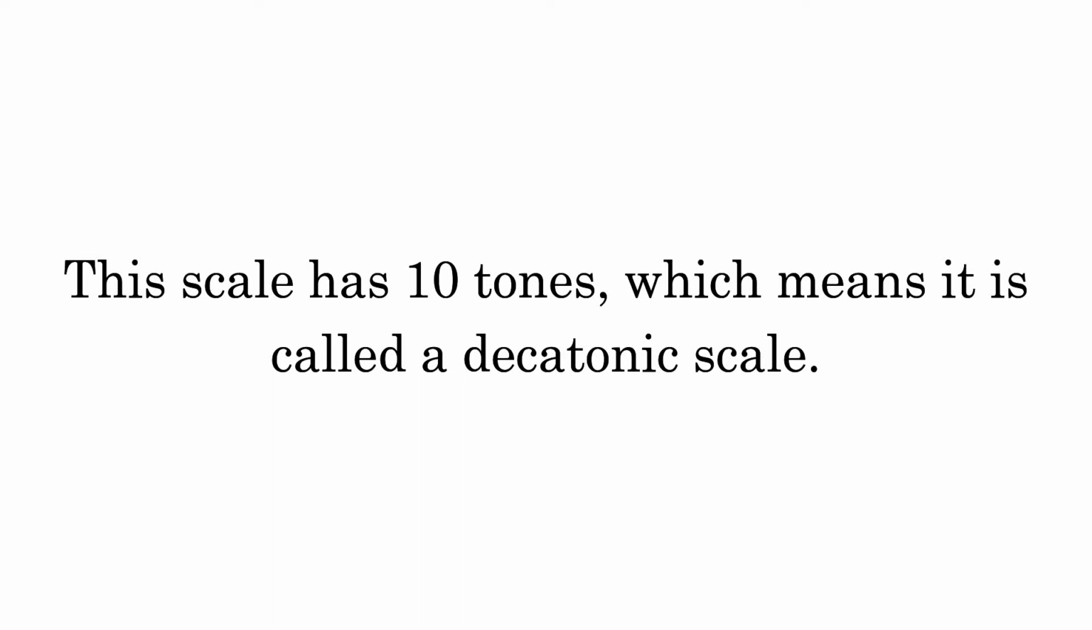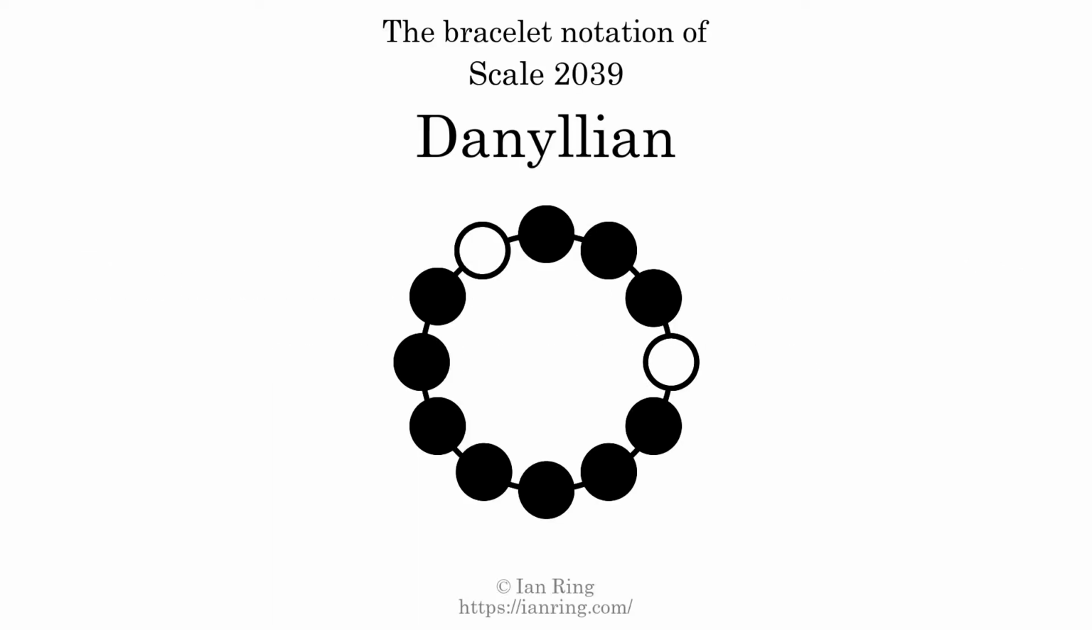This scale has 10 tones, which means it is called a decatonic scale. This is a bracelet notation diagram of scale 2039. The shaded circles represent tones that appear in the scale, and they are read clockwise, starting at the top.